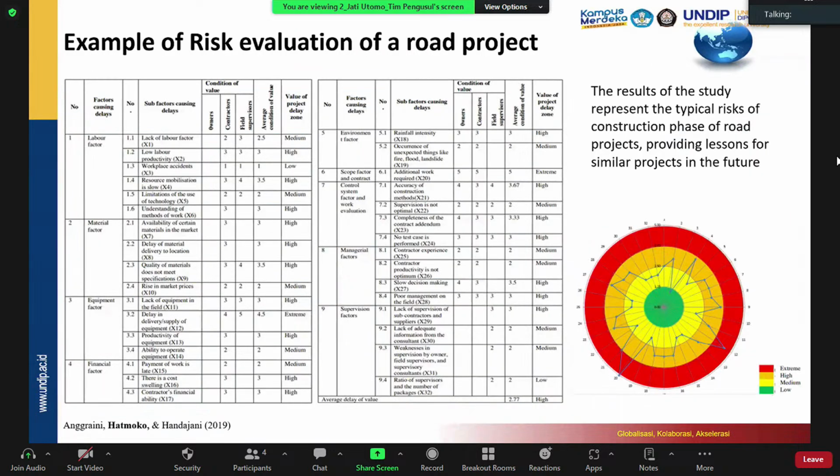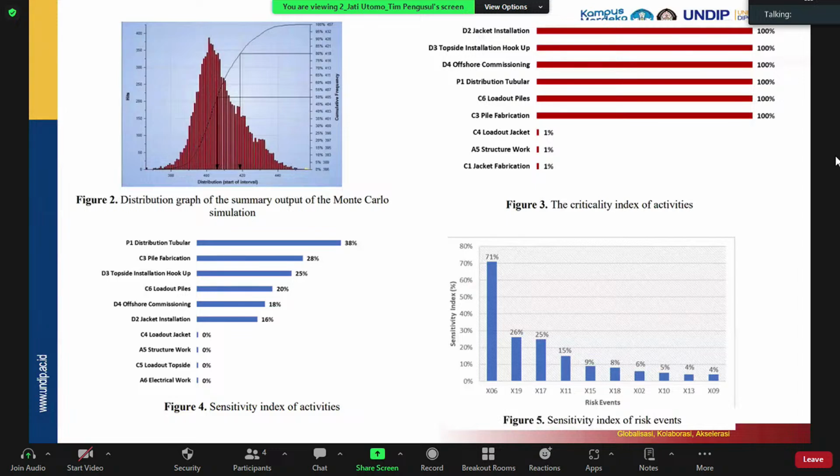So this is an example of evaluation of a project in terms of risk, and we can also use the spider web chart here. And this kind of example may serve as a platform or provide lessons for similar projects in the future. This is also another example of the simulation of risk. This is the quantitative method of risk analysis.